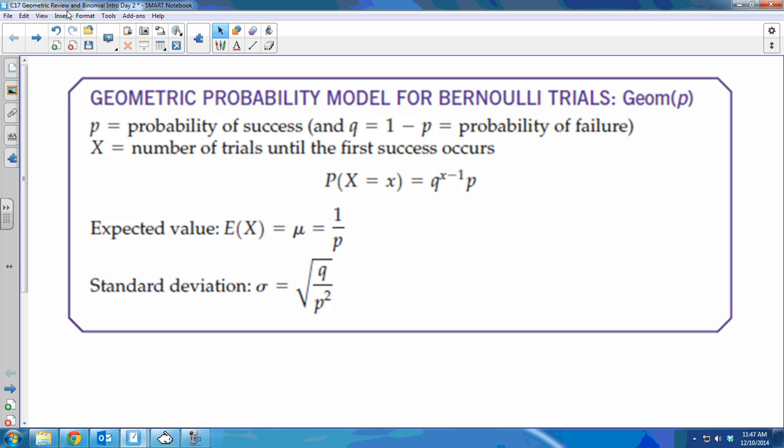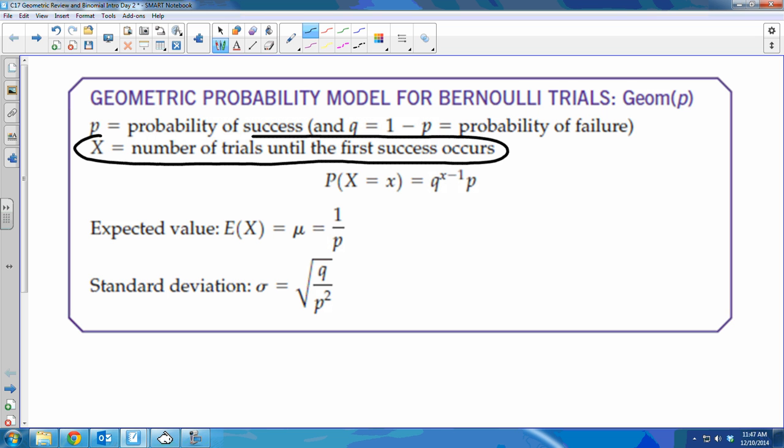All right. So for the geometric model, you had P, the probability of success. We're actually talking about a random variable, the number of trials until the first success occurs. Because this is a probability model. It's just not a table model like we did in chapter 16. It is a probability model.